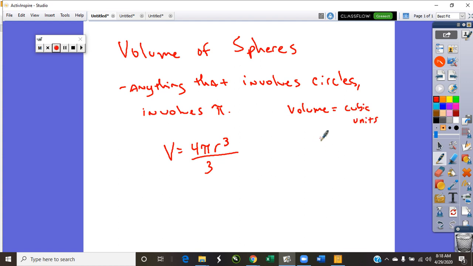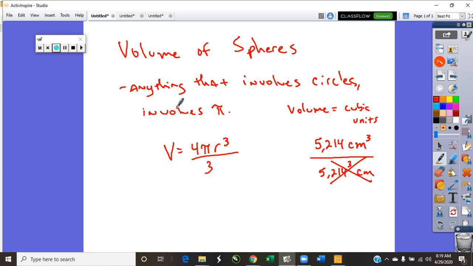For example, if our answer was 5,214 centimeters, we would have centimeters cubed. Don't do 5,214 and then cube centimeters, not like this. All right, let's get started with some examples.